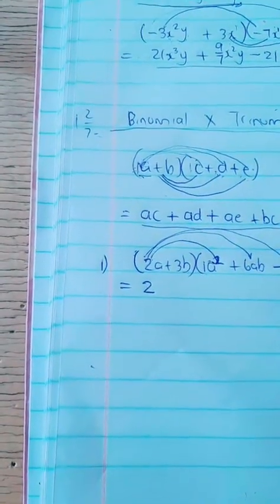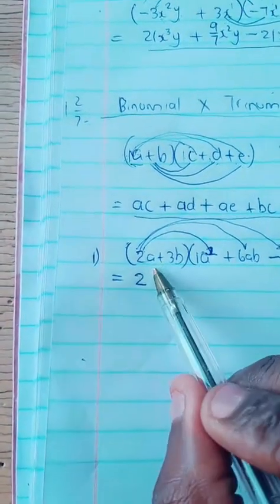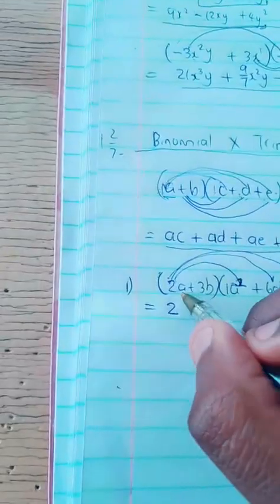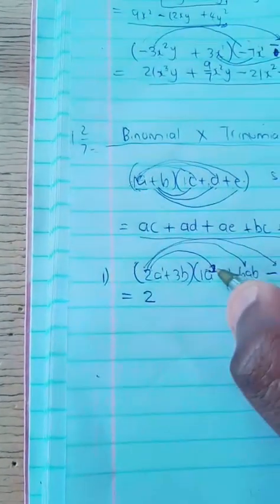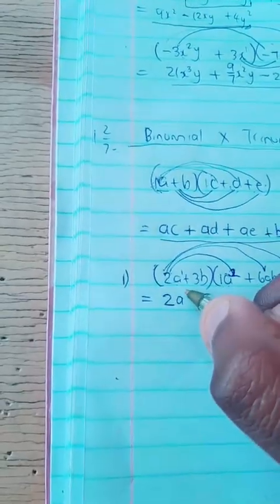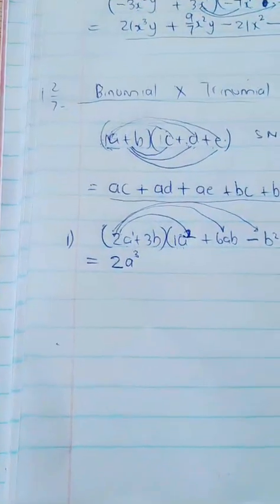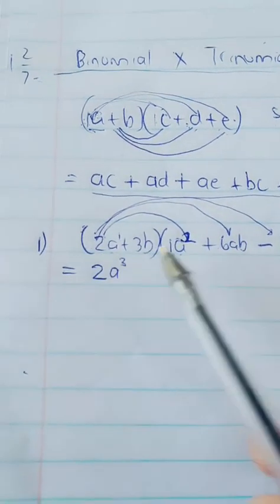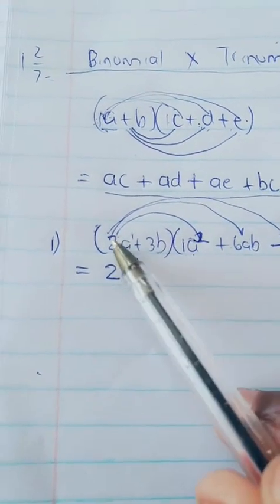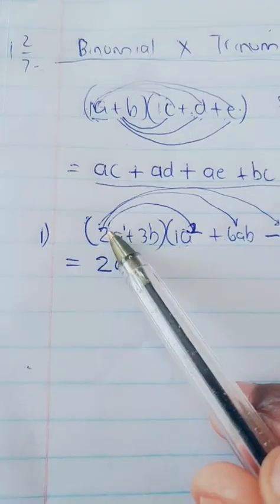Okay, that's the number. Then the letter. A times a squared. We keep the base, we add the exponent. So there's a 1 here, there's a 2 here, so that will be 2a to the power 3. Okay, so far I hope we are together, guys. That will be 2a to the power 3.